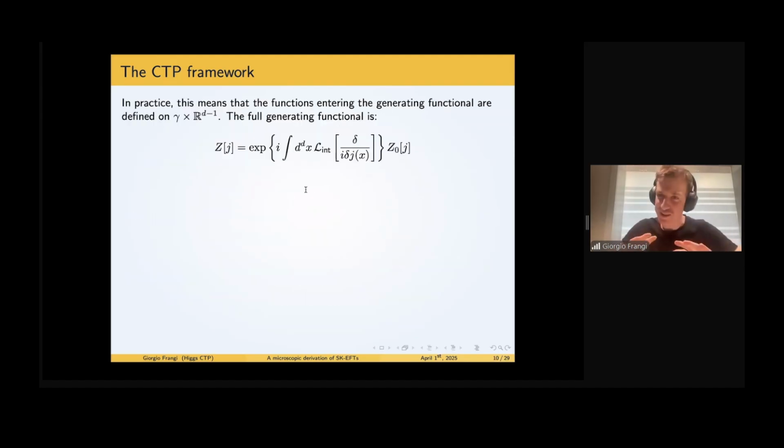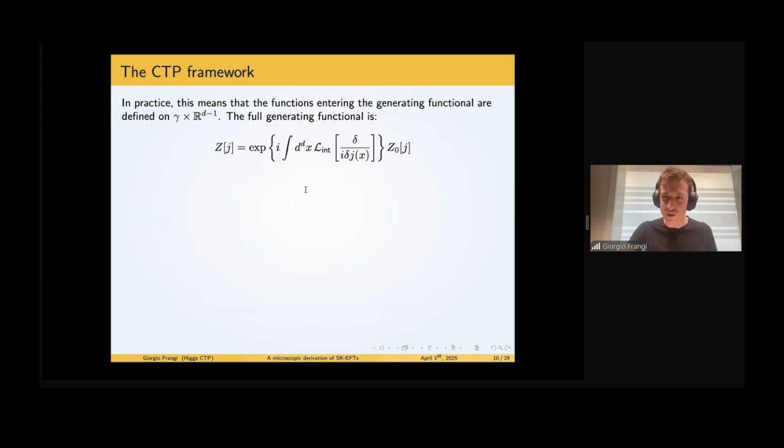Anyway, in practice, what I mean by all of this is that all the functions that get into the path integral of the theory, their time argument will not be defined on, let's say, real time, but will be defined on this complex time contour. And because this is a perturbative field theory, what I'm going to be doing is the thing that we always do, which is to see the functional integral as some interacting part acting on a free part, which I can calculate by completing a square in the path integral.